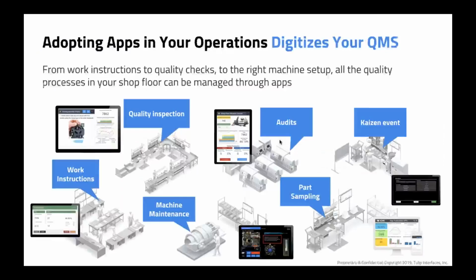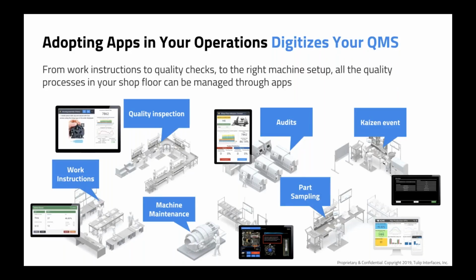Back to you, Saul. Yeah, so the point of this is that as you're using the apps to digitize your different processes on your shop floor, in the end what you're doing is turning your quality management system into all these different apps. So if you're using apps to run your work instructions and your quality inspections, you end up with a digital QMS that's just much more efficient, as Joe was saying at the beginning.